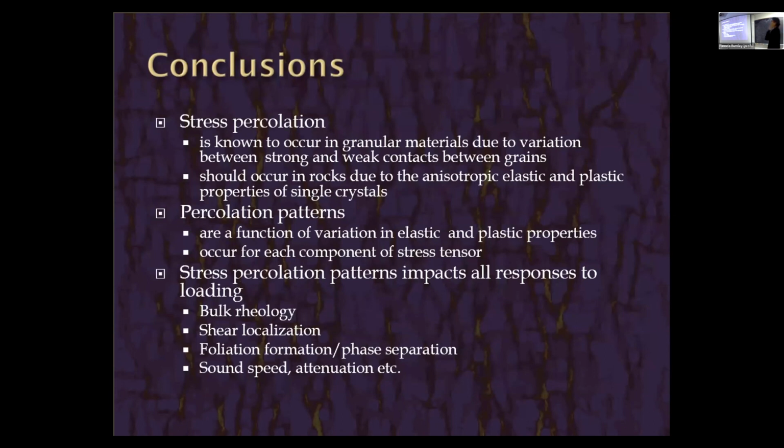All right, so here are my conclusions. I would like for you to go away believing that stress percolation, which is known to occur in granular material, should occur in rocks just because we have anisotropic elastic and plastic properties on the single crystal scale. The patterns are a function of the variation in the elastic and plastic properties, basically all the components of the stress tensor can be seen as percolating, and the strain can percolate as well. We should think of stress percolation patterns as a foundation for everything else that happens.